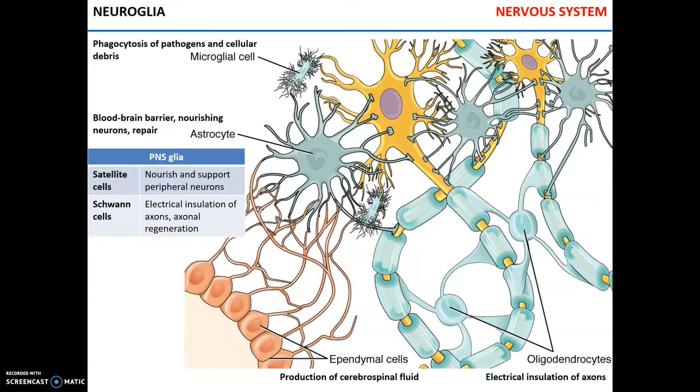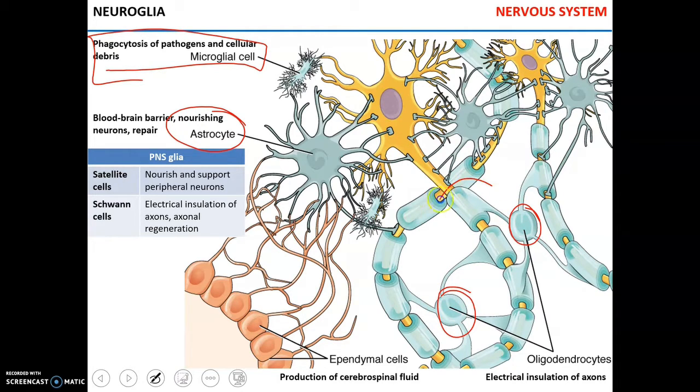Now let's talk about the neuroglial cells. In this image, you can see neuroglial cells found in the central nervous system. Astrocytes are responsible for the formation of the so-called blood-brain barrier, which prevents the transfer of unwanted materials from the blood to the brain. They also nourish and repair neurons. Microglial cells phagocytose and destroy pathogens and cellular debris. Oligodendrocytes provide electrical insulation to the axons of the neurons. And the ependymal cells shown here are responsible for the production of cerebrospinal fluid, which surrounds our brain and cushions it.